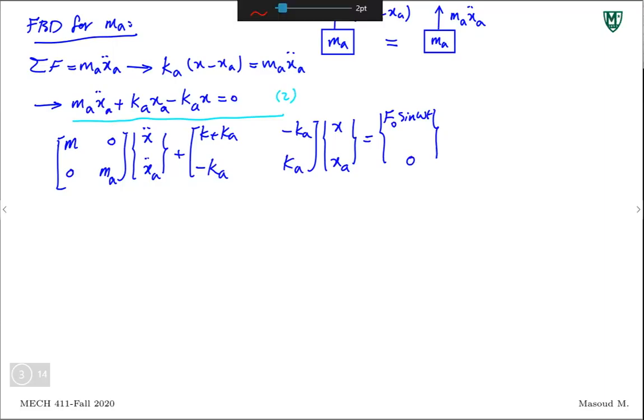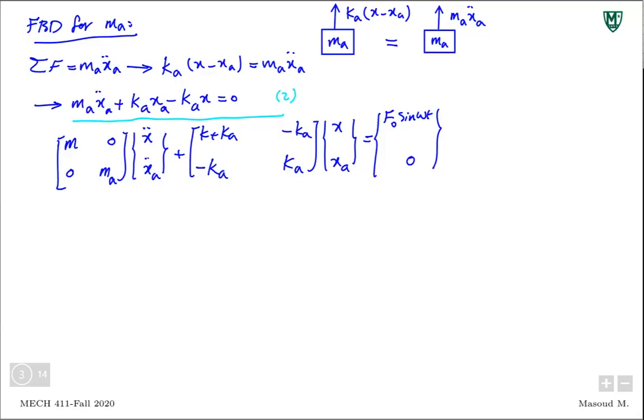Pay attention, as I said, always mass and stiffness matrices should be symmetric, right? It's symmetric here. If they were not symmetric, I would have gone and checked my equations of motion. Something would have gone wrong there. All right, so that's it. Now we have to solve this.